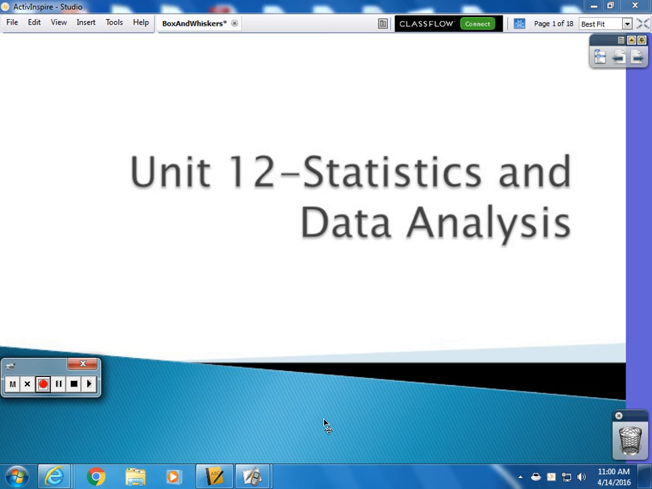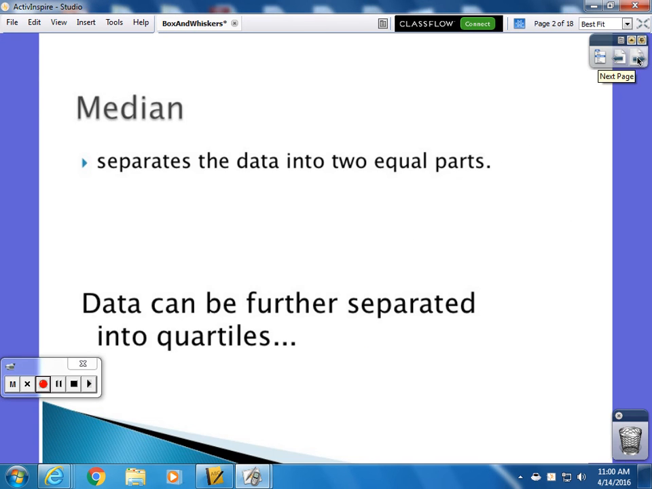Okay, today's lesson, as we're starting statistics, is about box and whisker plots. So let's go ahead and look at this. You should take notes on this. The median is a statistical term that separates the data into two equal parts, which means 50% of the data is below it, 50% is above it.